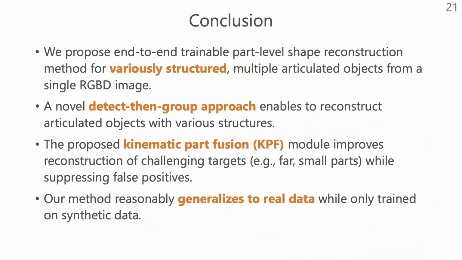We propose an end-to-end trainable part-level shape reconstruction method for variously structured articulated objects. We propose a novel detecting group approach for handling various articulated object structures. We also propose kinematic part fusion to improve the reconstruction quality, suppressing the false positives. Our method reasonably generalizes to the real data while only trained on synthetic dataset.